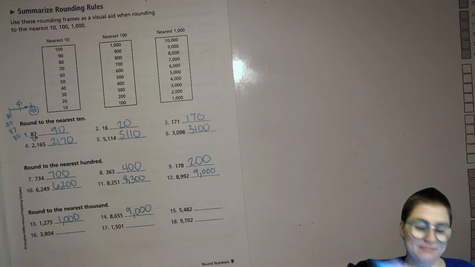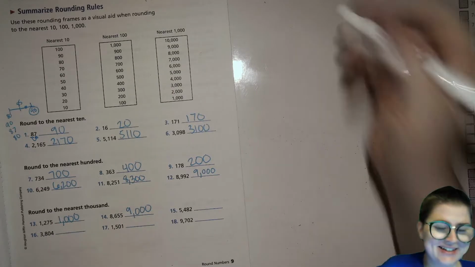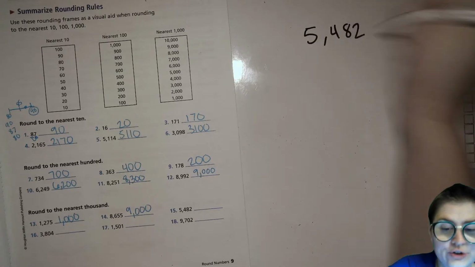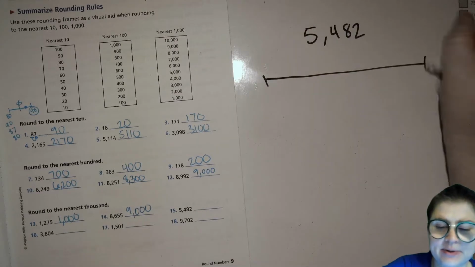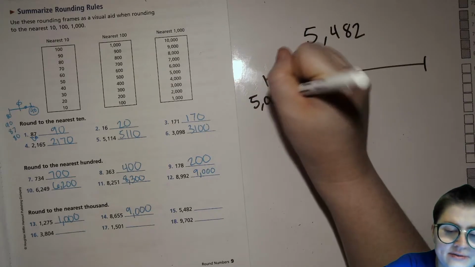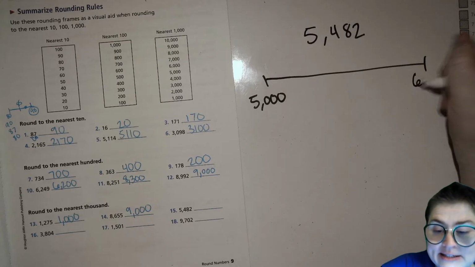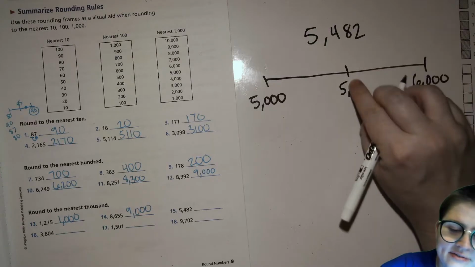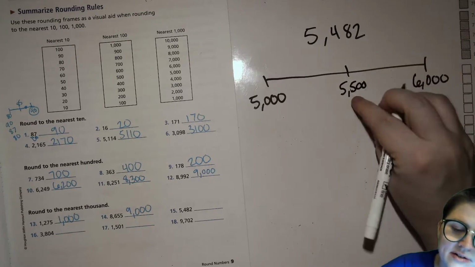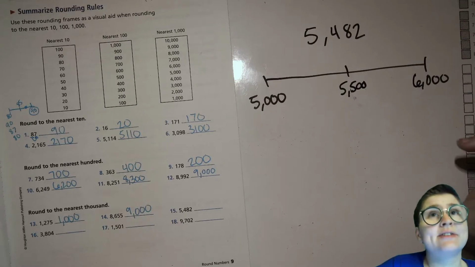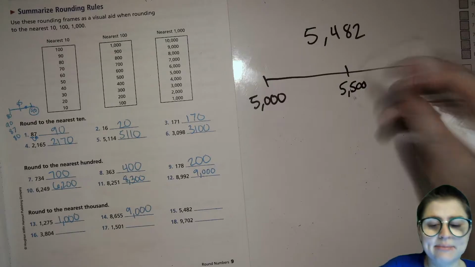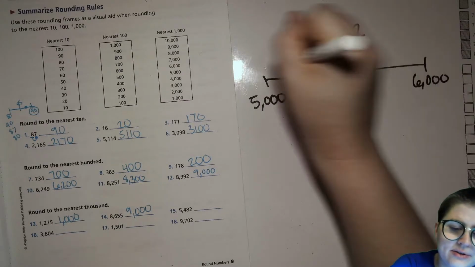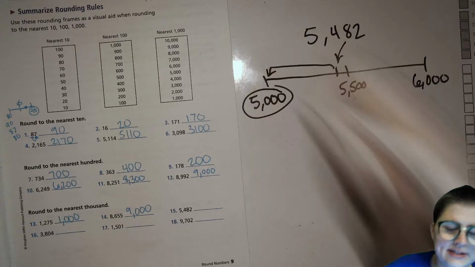All right. Woo, almost used the wrong marker. This one. 5,482. Which 1,000s are we between? Well, we're starting at 5,000. The next 1,000 would be 6,000. Halfway in between is 5,500. And then 5,482 is super close to that, but it's a little bit less, right? So it's right about here, which means we are closer. Our nearest 1,000 is that one.